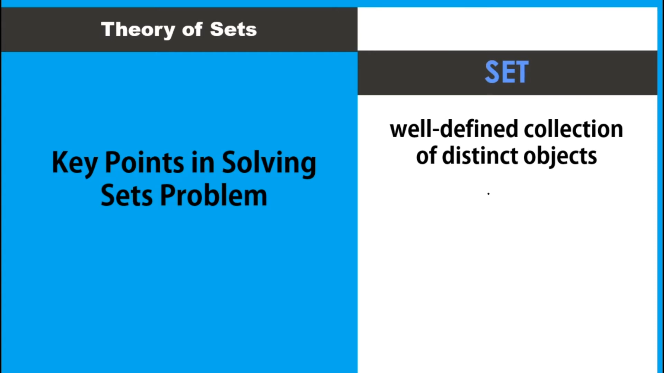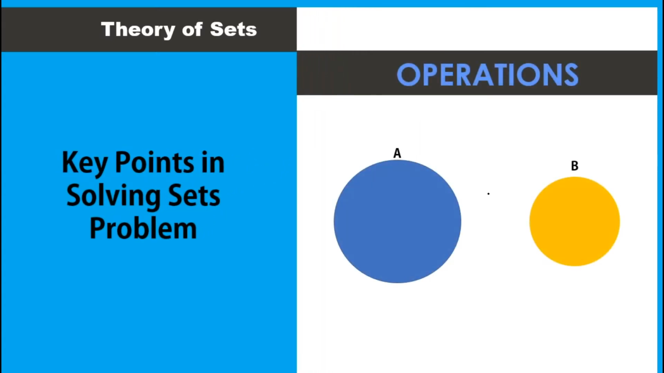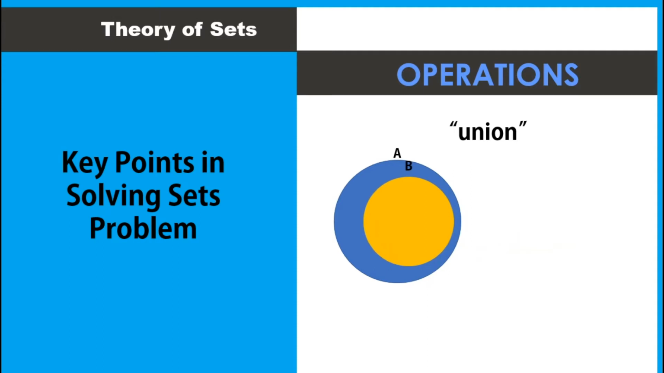Sets involve different kinds of operations. First, for example, here we have set A. You can consider this circle, the blue one, to be set A, and this orange one to be set B. For these two sets to have a union, we have the notation A union B. So this is the notation for union.